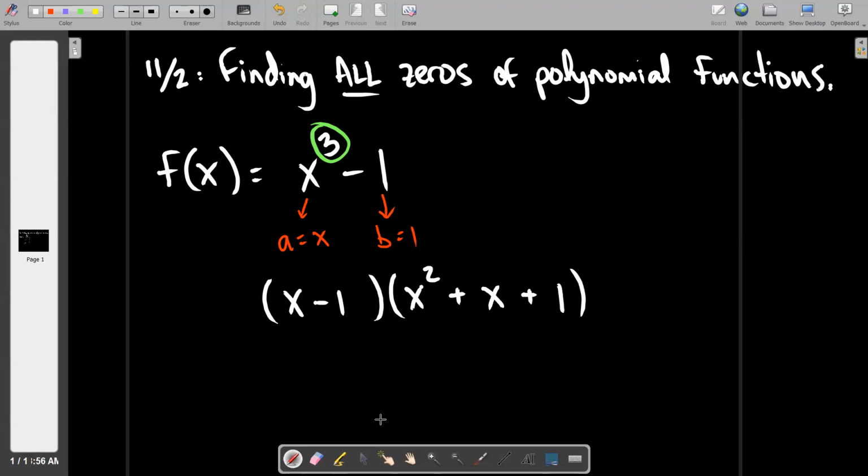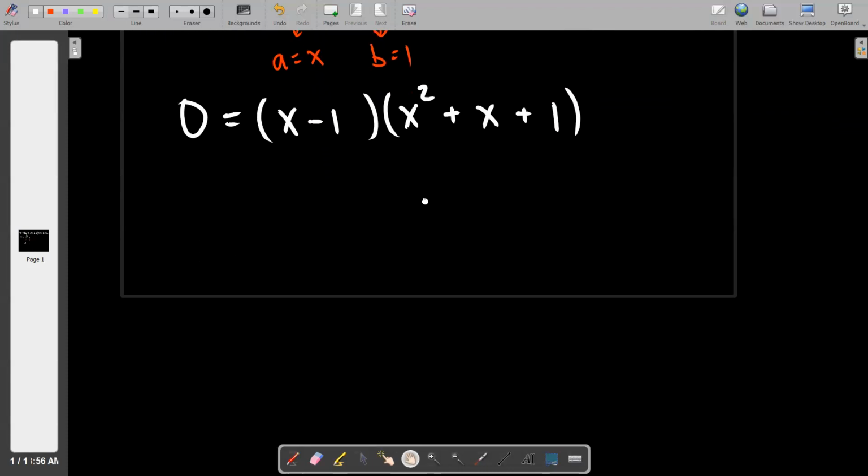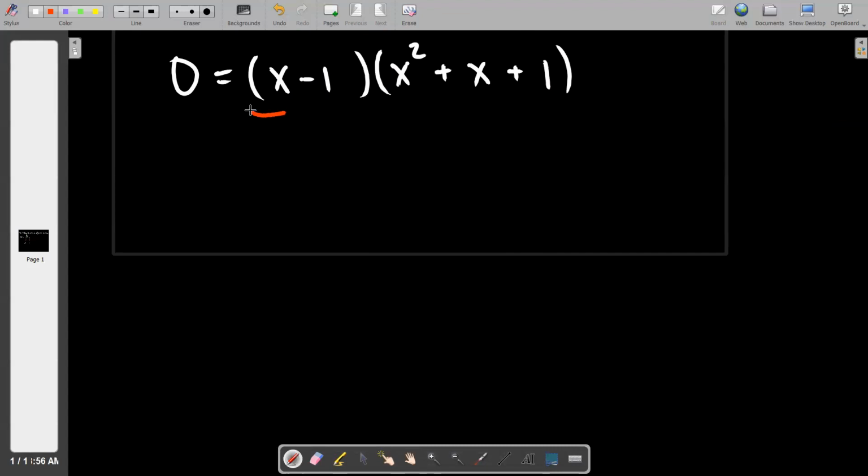And so I look at this now and I say, okay, since someone's asking me to find all the zeros of the function, then what they're saying is that these two things multiplied together must equal 0, right? We've had that conversation before. And now I can say that either the red set must equal 0 or the purple set must equal 0. That's just basic math 101. 2 things multiply to make 0. One of them better equal 0. What makes the red set equal 0? 1. So we can now say that one of the solutions to our equation is 1.